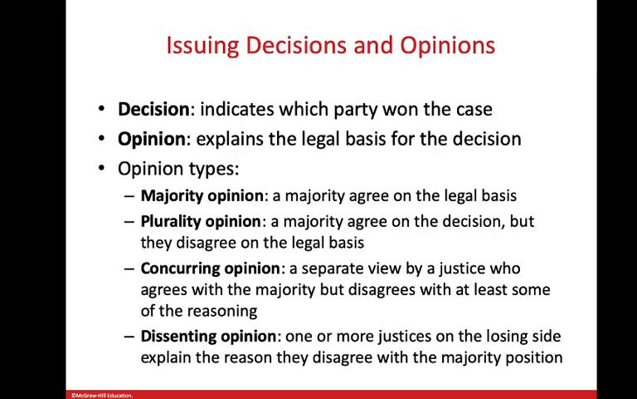So these are all ways that the Supreme Court justices can make their individual opinions known, whether or not they agreed with the majority, which is the winning side, or disagreed. They can show levels of disagreement or agreement as well when it comes to the plurality opinion and concurring opinion. So there are many different ways that individual justices can make their opinions known.